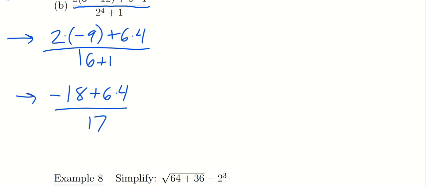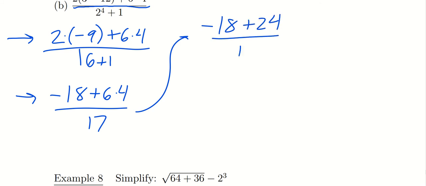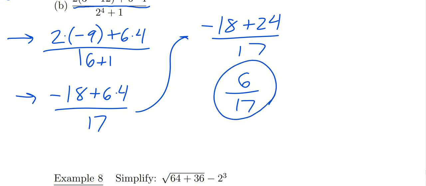I'm going to do the next multiplication up top. 6 times 4 is 24. And now we can go ahead and add. Negative 18 plus 24 would give us positive 6 over 17. 17 will not evenly divide 6, nor as a fraction do 6 and 17 have any common factors. So we can leave our final answer like this. It's just going to be the proper fraction 6/17.